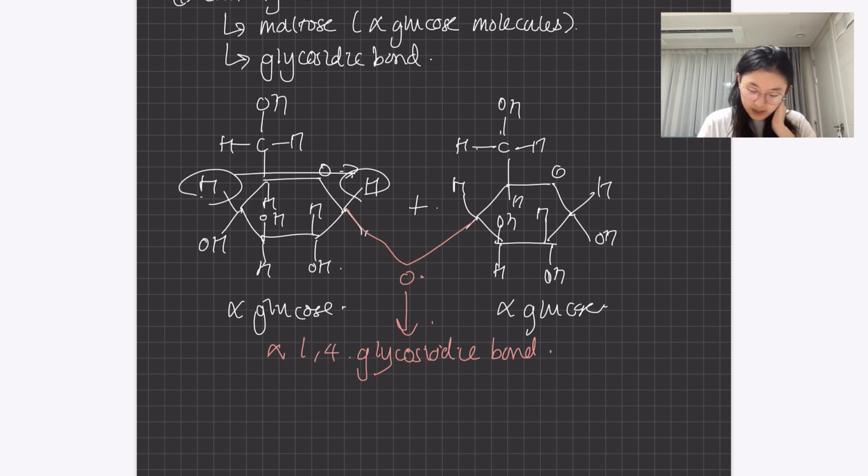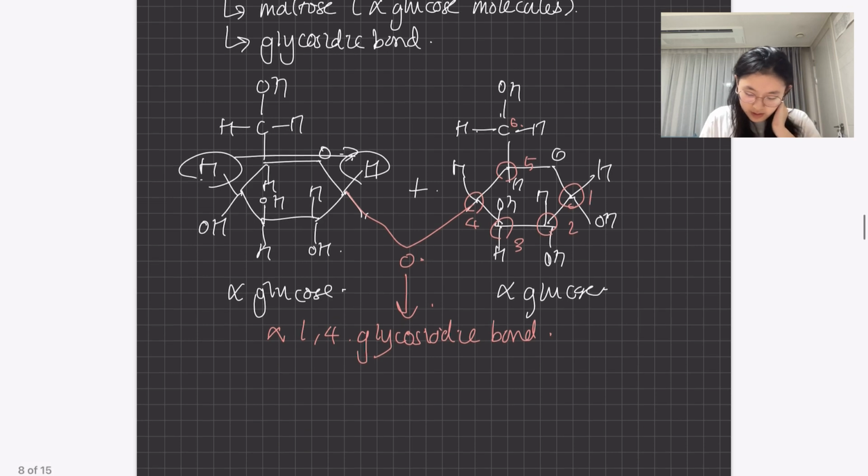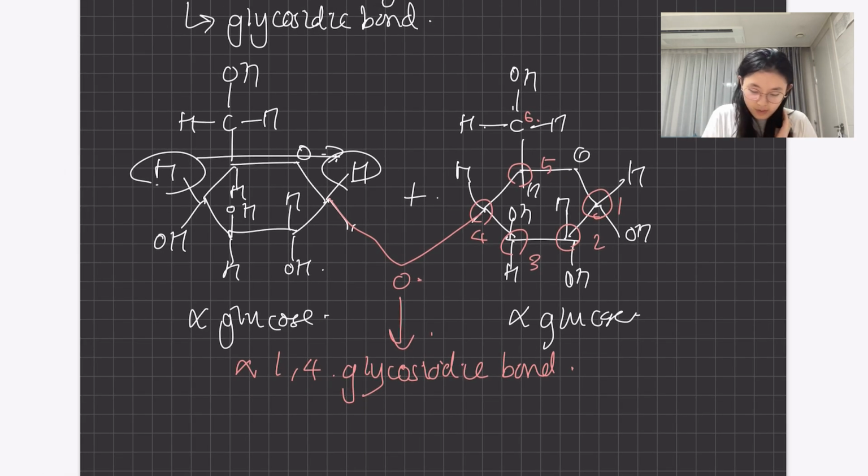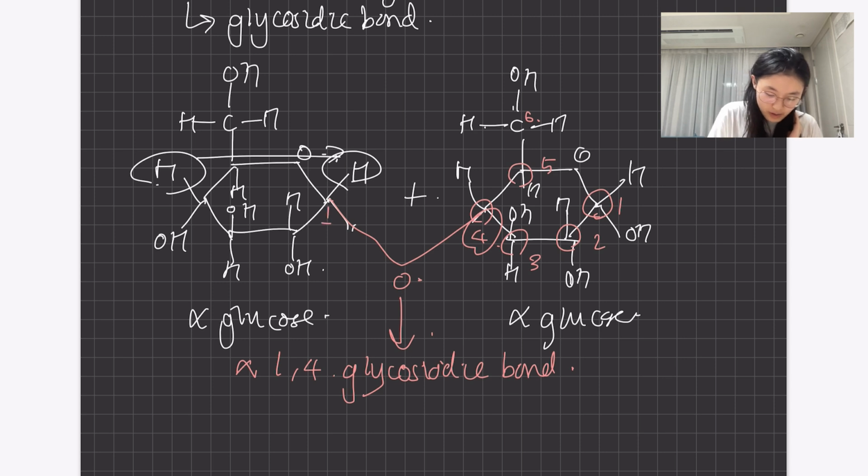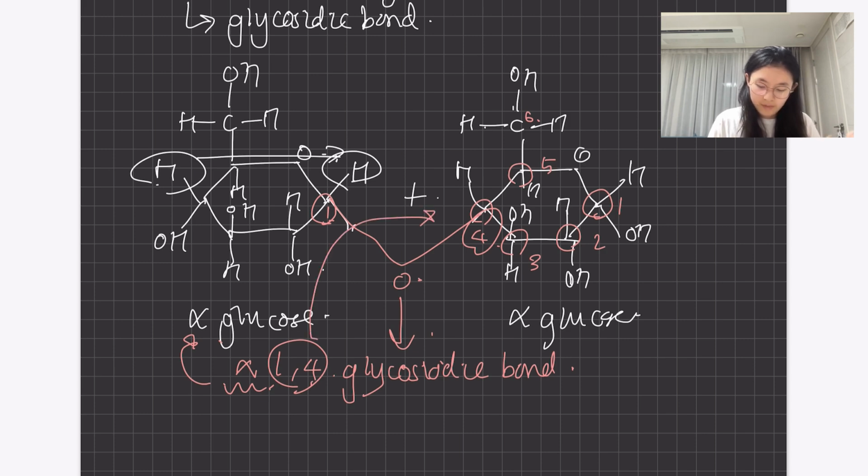The reason for that is because carbon atoms are labeled in a clockwise direction for each glucose molecule. Therefore, this carbon right here is going to be 1, 2, 3, 4, 5, and 6 because it's a hexose. So this is carbon 4, and obviously this is going to be carbon 1. Because carbon 1 and carbon 4 are linked by this glycosidic bond, we're going to call this an alpha 1,4 glycosidic bond. And because it is two alpha glucose molecules, this is obviously going to be alpha. So this comes from this section right here. 1,4 comes from the fact that we're linking carbon 1 and carbon 4 together.